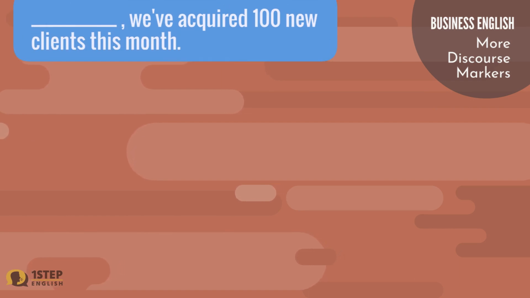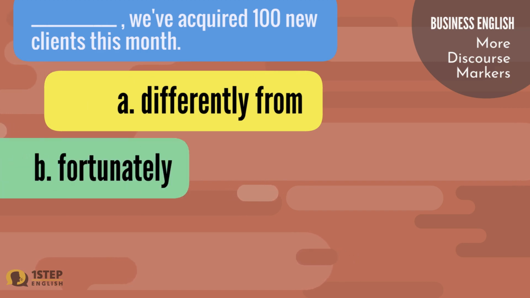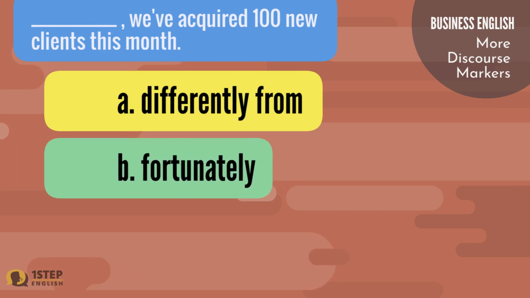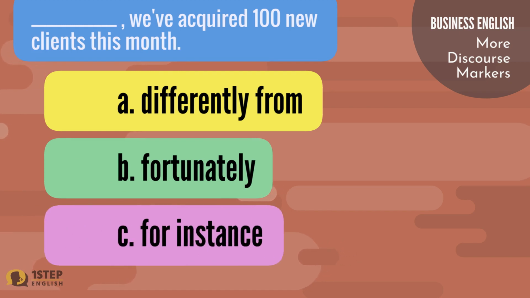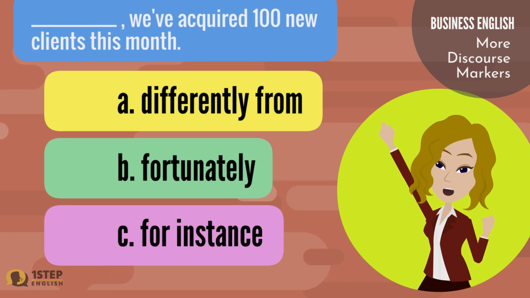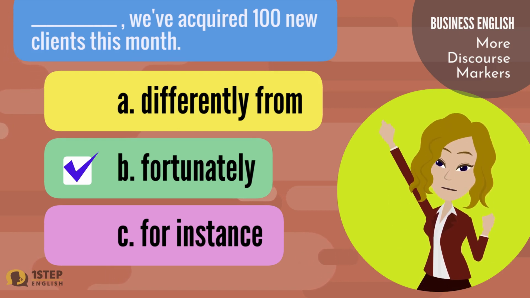We've acquired 100 new clients this month. Letter A, differently from. Letter B, fortunately. Letter C, for instance. The correct answer is letter B. Fortunately. Fortunately, we've acquired 100 new clients this month.